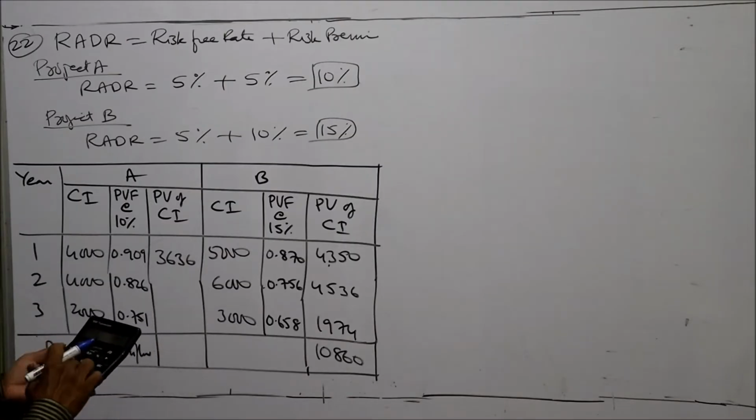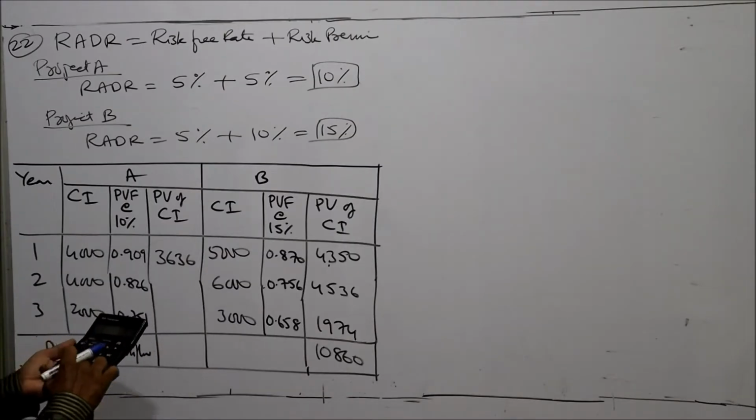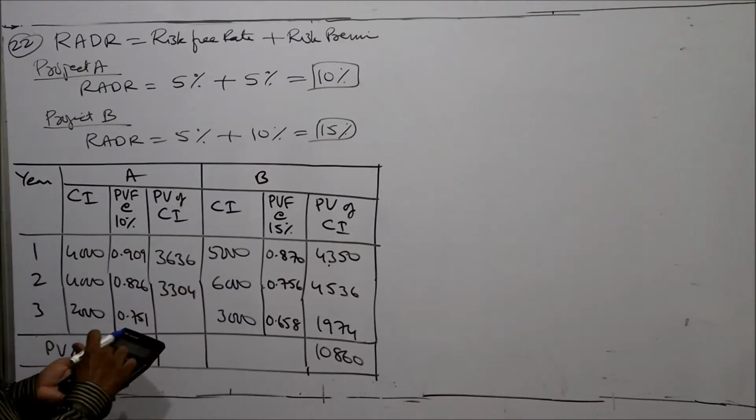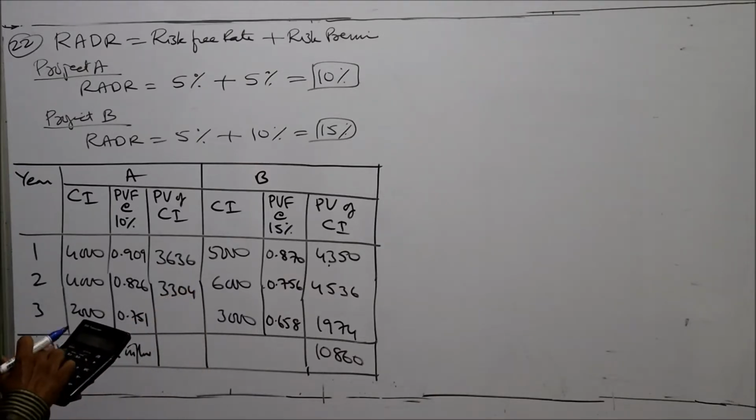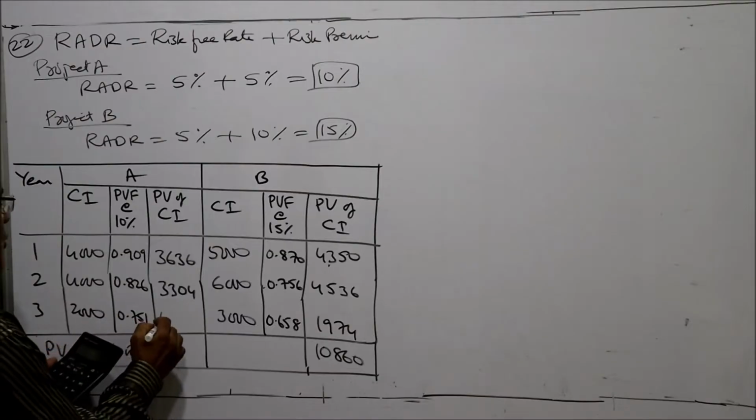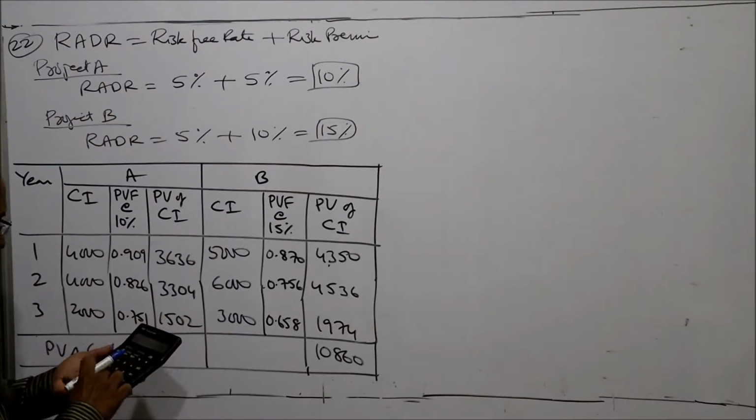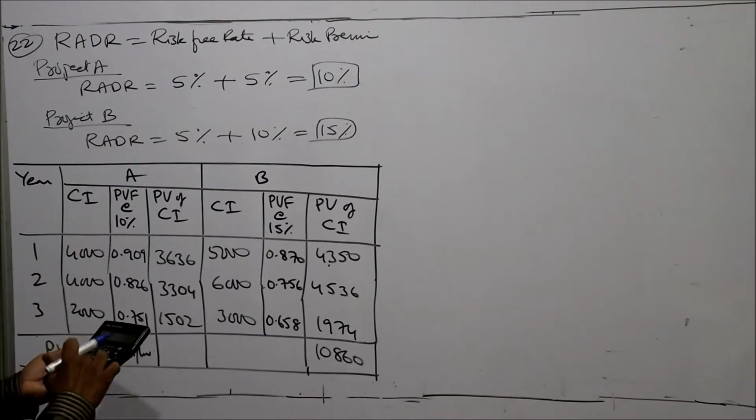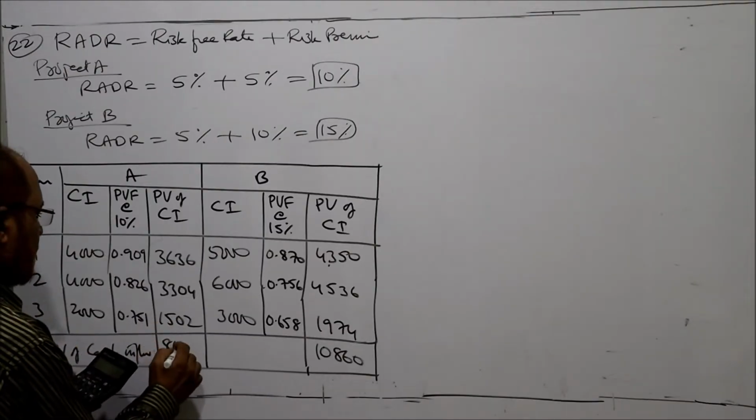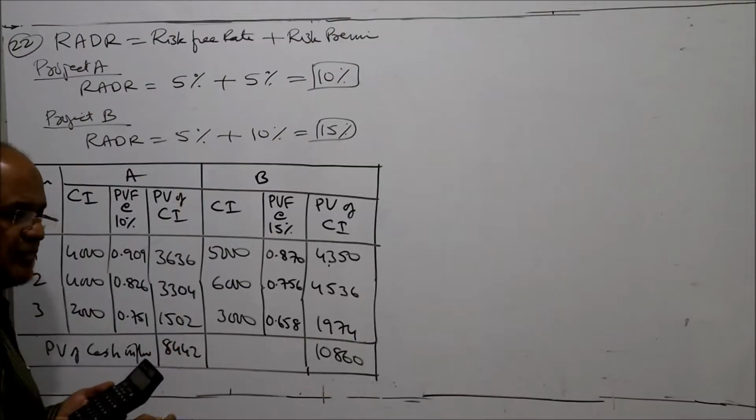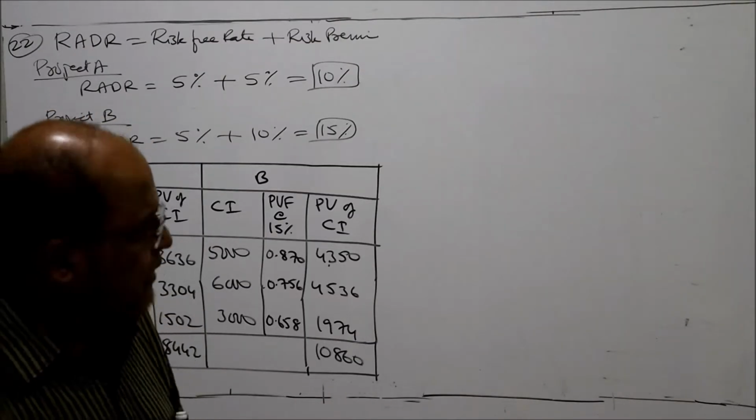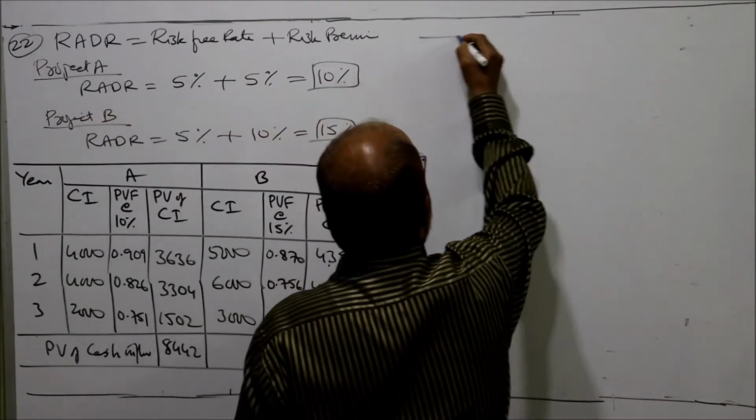Here 4,000 into 0.909, 3636. 4,000 into 0.826, 3304. 2,000 into 0.751, 1502. 1502 plus 3304 plus 3636, 8442. That's it. So we got PV of cash inflow. Now we can find out the NPV.